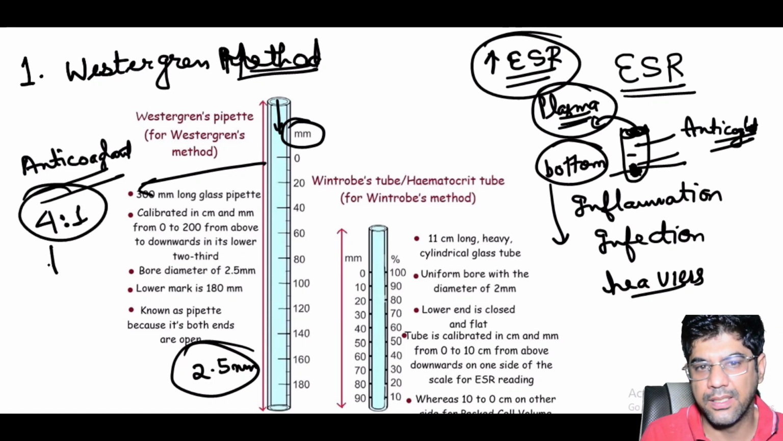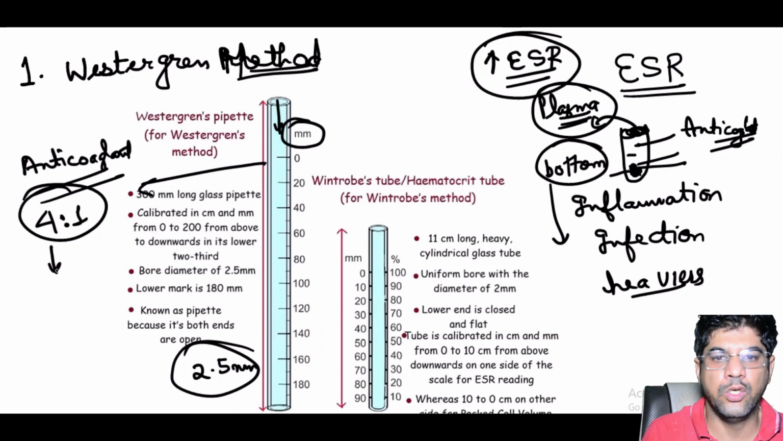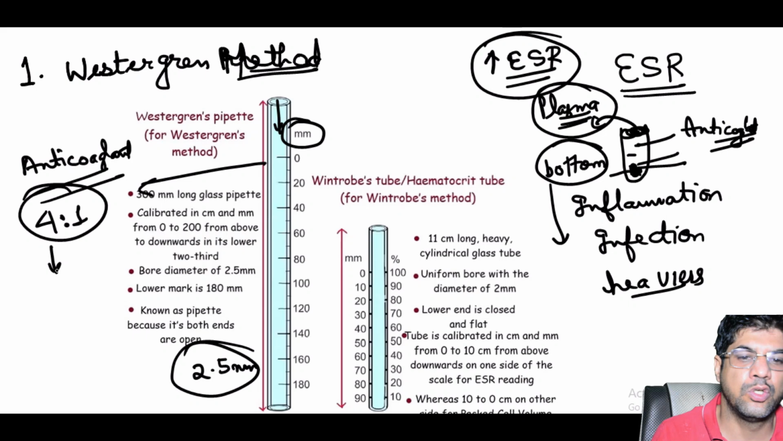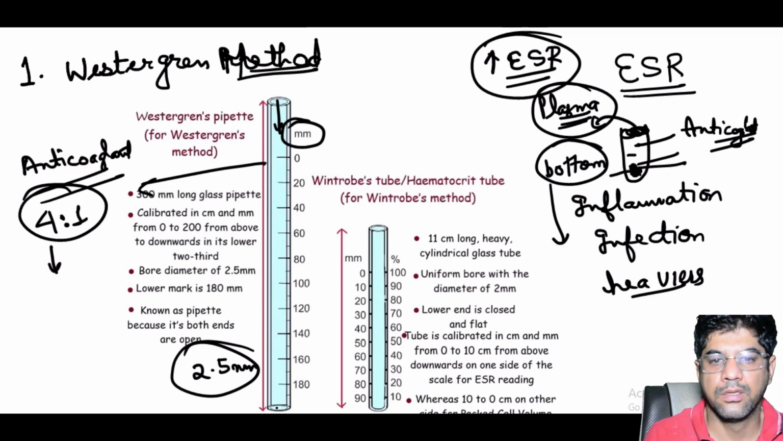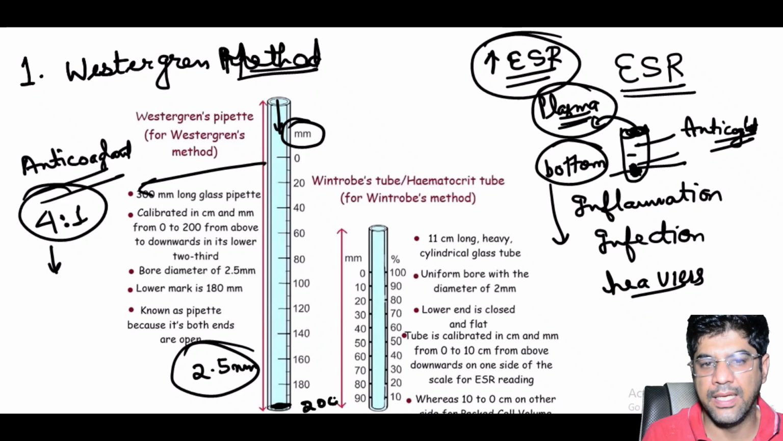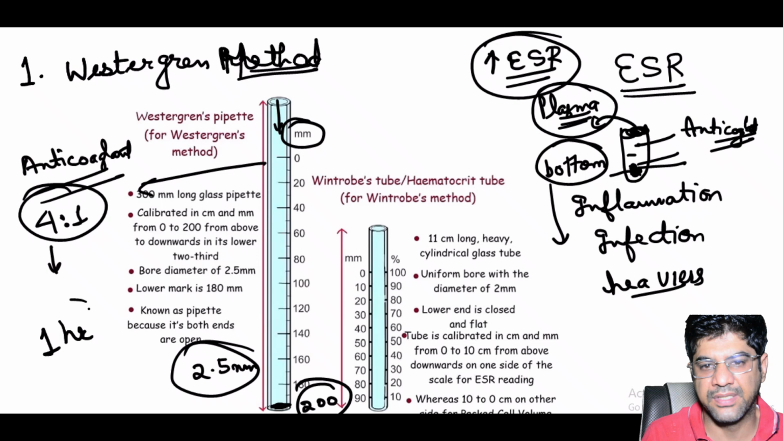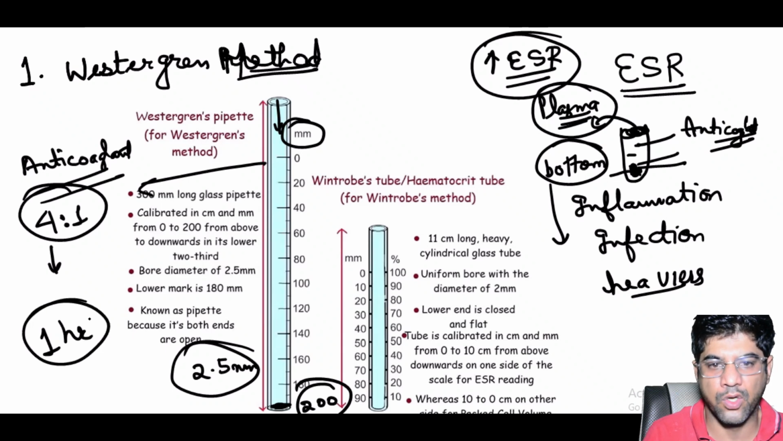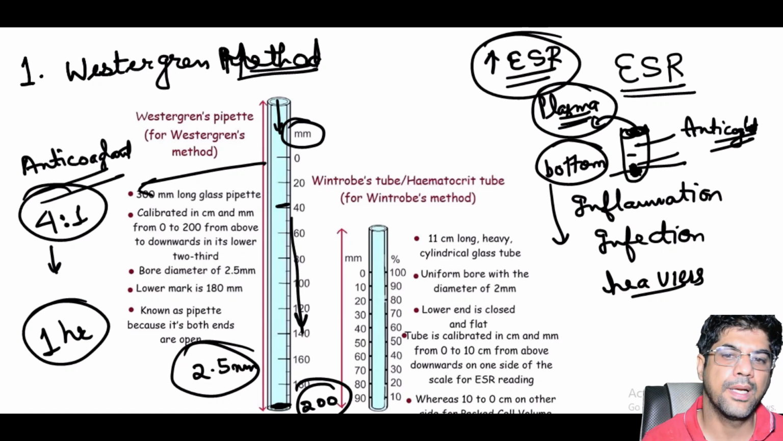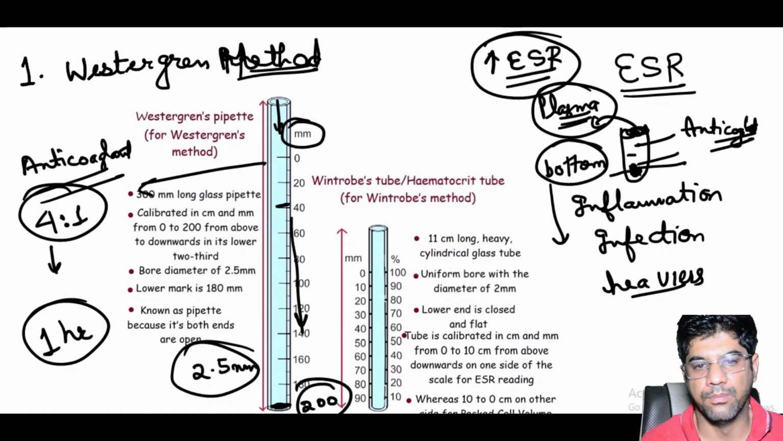So the well mixed blood is introduced into the Westergren tube until it reaches the 200 mark. The tube is then placed vertically in a rack and it is left undisturbed for 1 hour at room temperature. So after 1 hour, the distance that the red blood cells have settled is measured from the top of the tube to the upper limit of the red cell column.